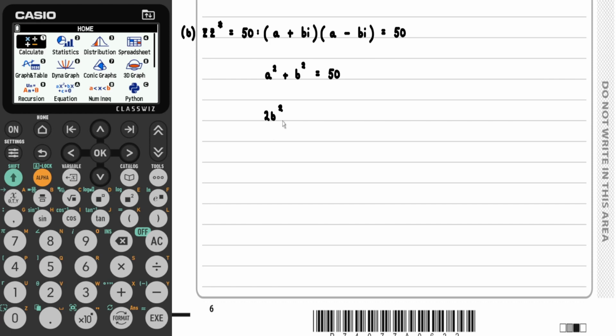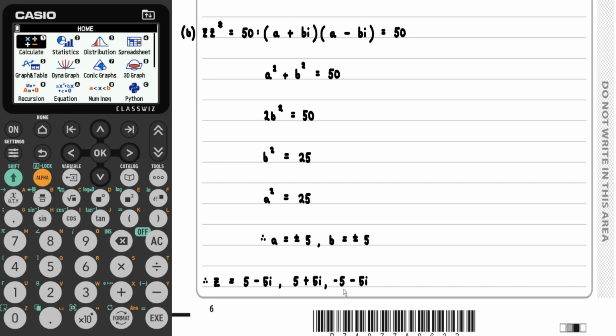So we have 2b squared equals 50, b squared is equal to 25, and because a squared is equal to b squared, that means a squared is also equal to 25, meaning a is equal to plus or minus 5, and b is equal to plus or minus 5. So for the possible complex numbers z, we would have 5 subtract 5i, 5 plus 5i, negative 5 subtract 5i, negative 5 plus 5i.